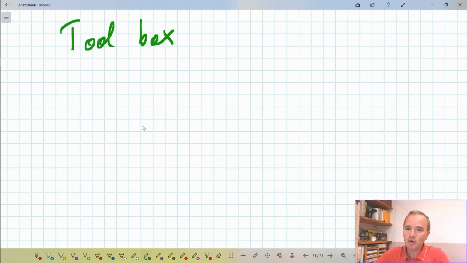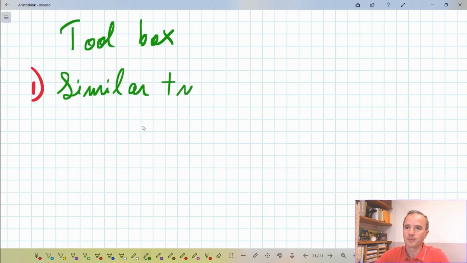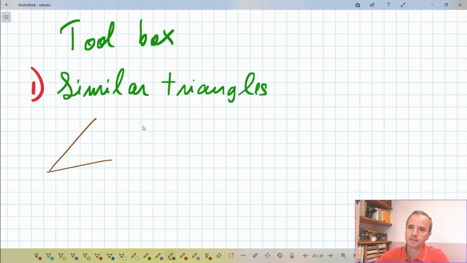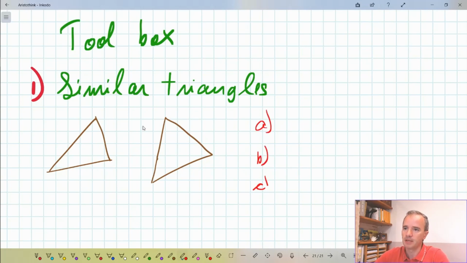Now, I'm going to discuss in our toolbox, number one is going to be similar triangles. As you know, imagine we have a triangle in this form, and another that can be bigger. Any triangle. I'm not worrying about whether they are perfectly similar or not. Imagine they are. Now, we have three possibilities: A, B, C. We should analyze.